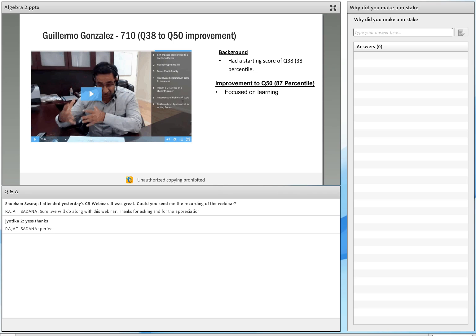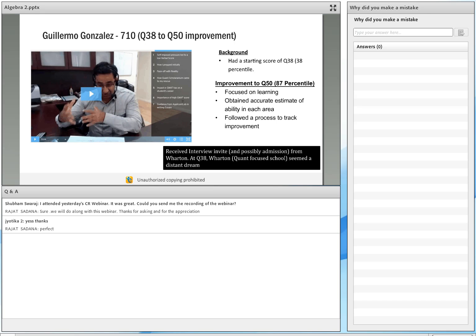Again, what helped him get to that Q50? The focus on learning the fundamentals, the focus on essentially tackling one topic at a time and tracking that improvement. Once you do that, you're going to find that acing either quant or verbal is fairly simple.